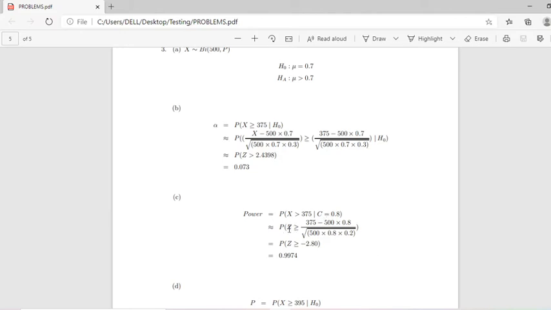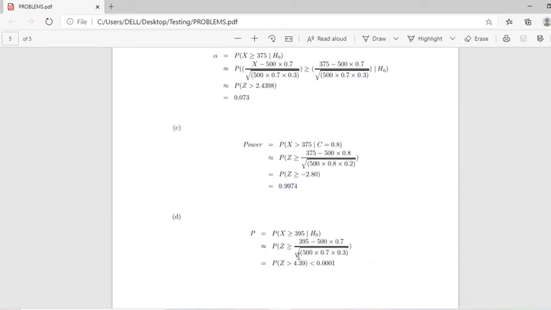So what will be the power? We can apply a similar operation. Instead of 0.7 we use 0.8, and thereby we get the probability of z greater than 375 minus np by root of npq. So that is the probability of z greater than minus 2.8. That is actually 0.9975. You can find this value using the table. So power is this one.